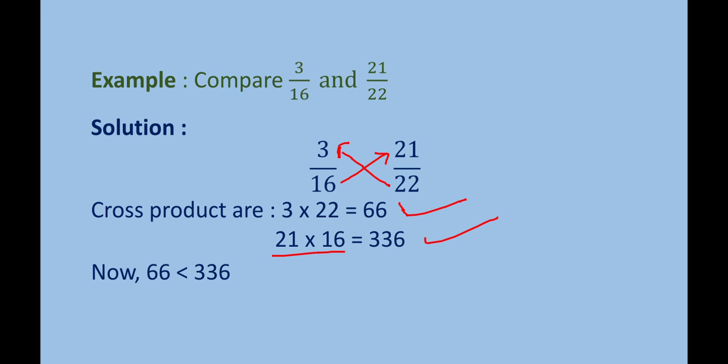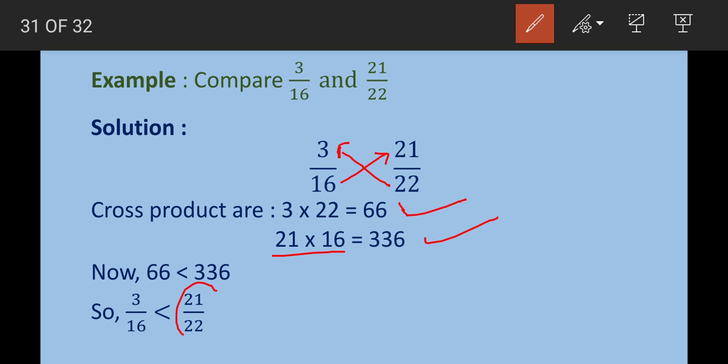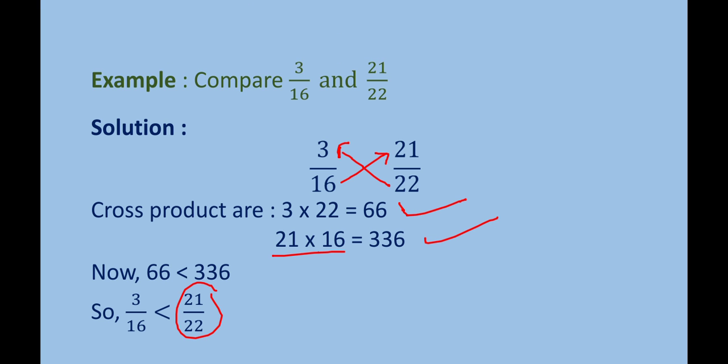the fraction as 66 is less than 336, so we can say that the first fraction is less than the second one. Okay, the fraction having the greater product is the greater fraction. So the second fraction is greater, so you can say that the second fraction, that is 21 by 22, is greater than 3 by 16. Okay, so in this way we have to compare by cross multiplication.